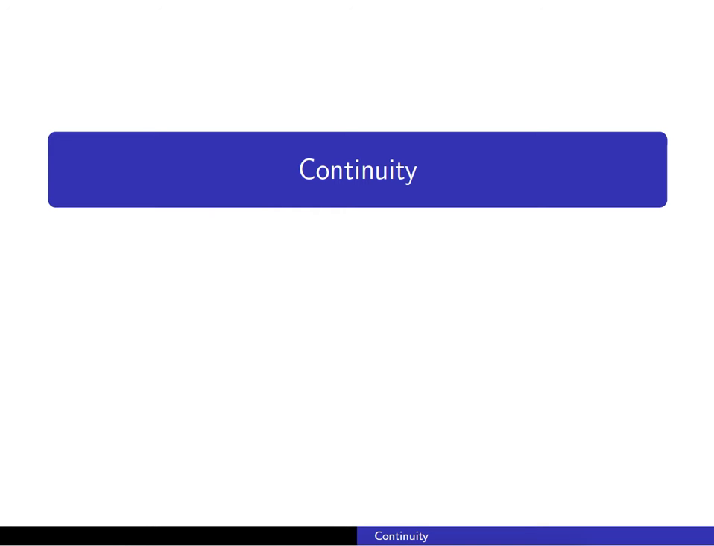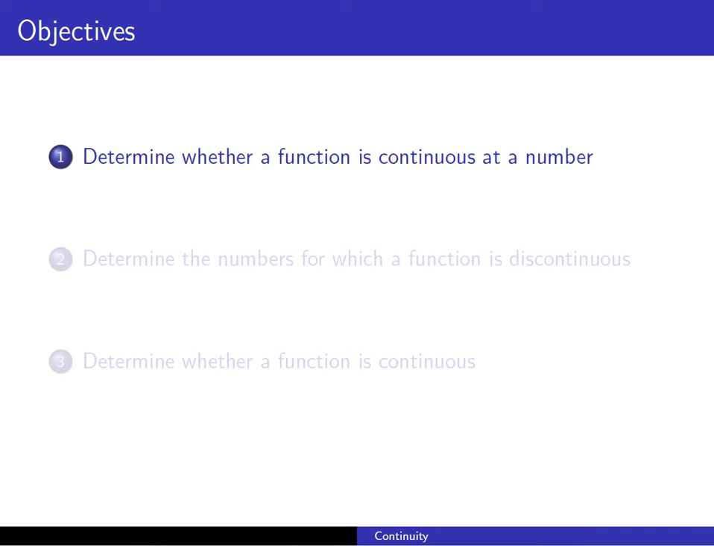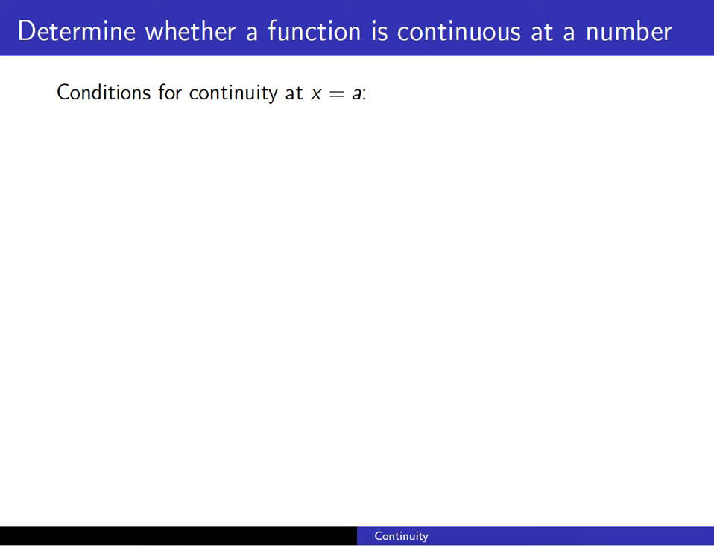Alright, in this video we're going to introduce the idea of continuity in continuous functions at a point. We're going to determine whether a function is continuous at a given number, a particular value for x. To determine this, we have the following conditions for the function being continuous at the value when x equals a. So a could be 5 or -8 or 3.2.